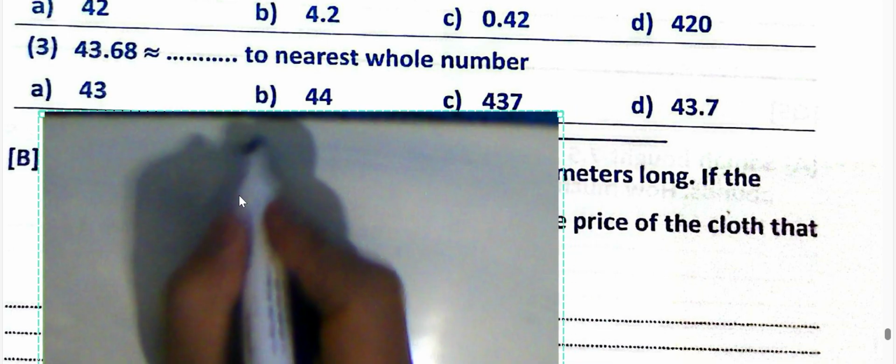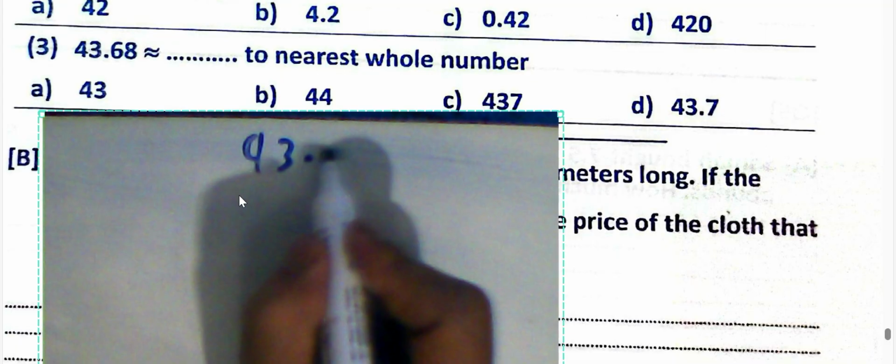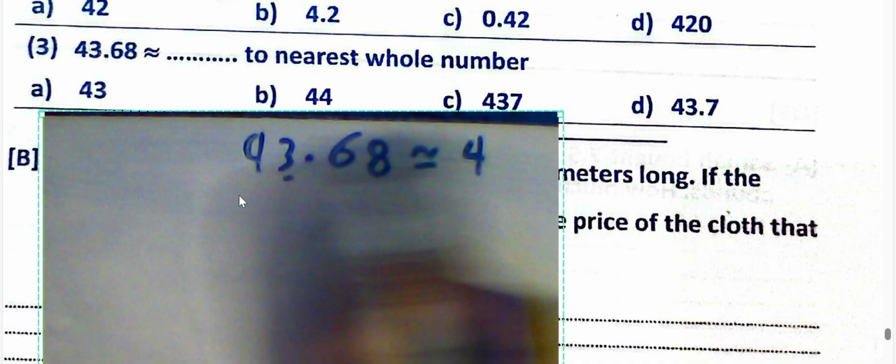Next question. Approximating to the nearest whole number. Whole number here is 3. 6 can give 1. Yes. Then the answer will be 44. We have 43 and 68 hundredths. 6 can give 1 to left hand side. Yes. 3 will be 4. The result will be 44.